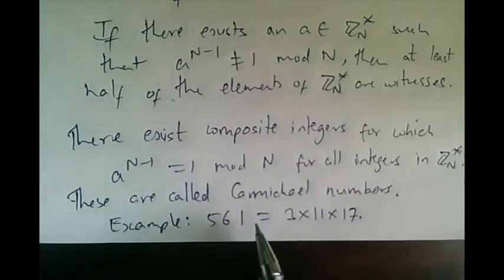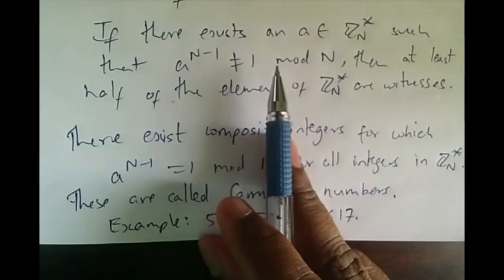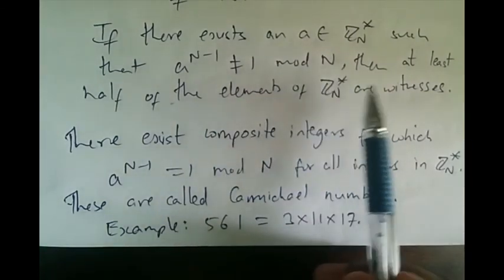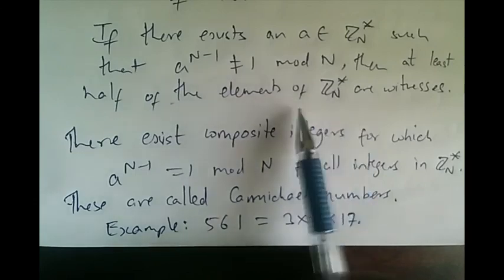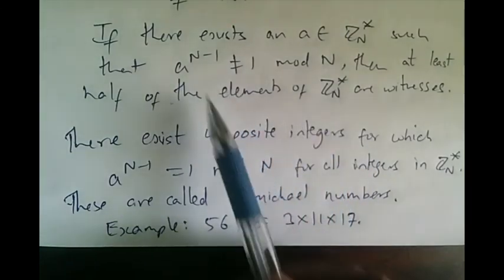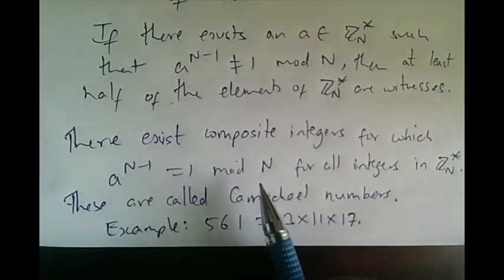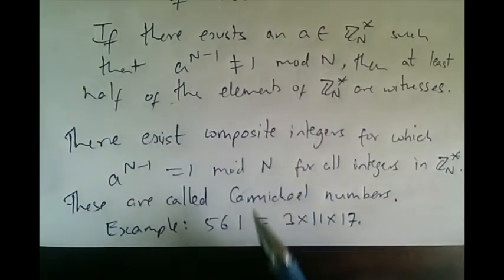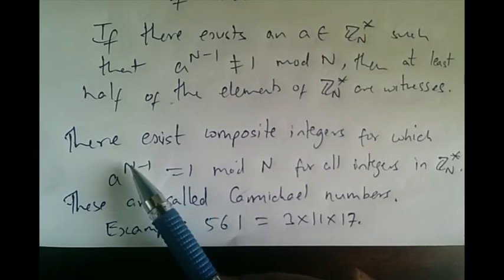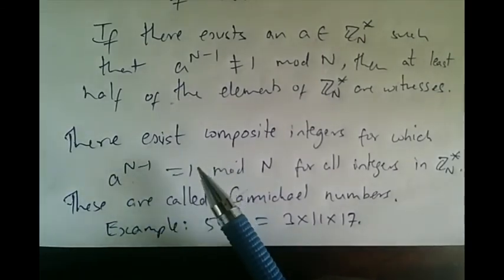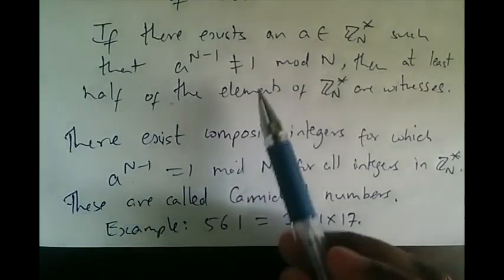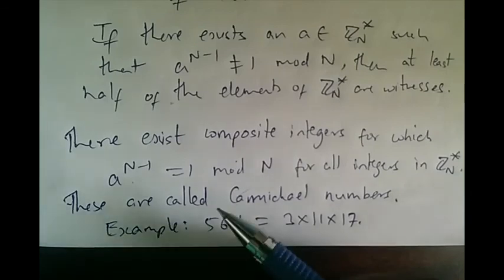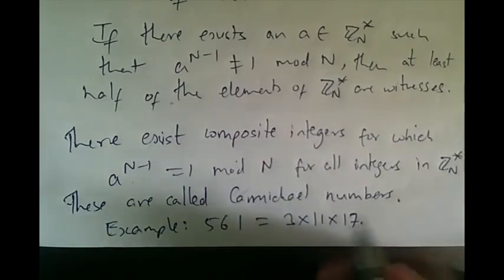So we cannot use the theorem for such numbers, because the theorem said that if there exists at least one a in Zn star such that a raised to n minus 1 is not equal to 1 mod n, then at least half the elements in Zn star are witnesses. So I can randomly choose elements from 1 to n minus 1 and compute a raised to n minus 1. With probability half, I'll get something which is not equal to 1. So I can keep trying until I hit one. But what if all the a's in Zn star just give me 1? That is, the hypothesis of the theorem is not satisfied. Then I need a better test for primality. And that better test is going to be the Miller-Rabin test, which we'll discuss next.